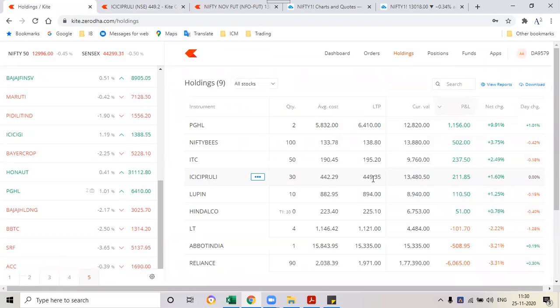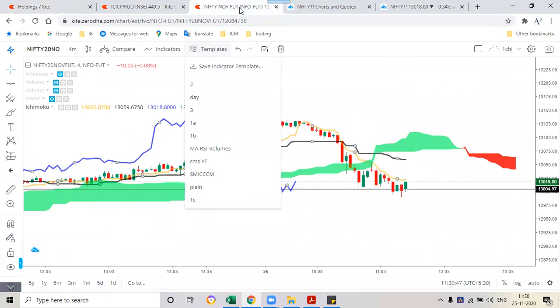See here, Procter and Gamble, I had bought around 5 shares, around 583. Yesterday at 4,300, I sold 3, and I'm just holding the 2. Nifty Bees, I took it when it kissed the Kijun. That was during that time, see here.